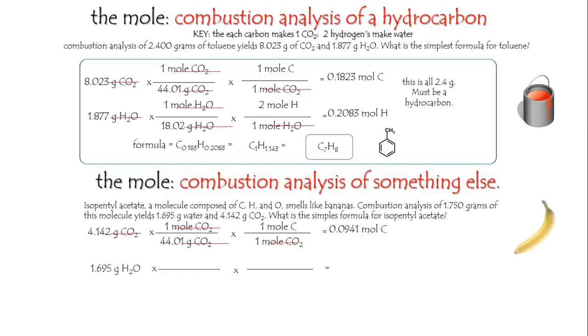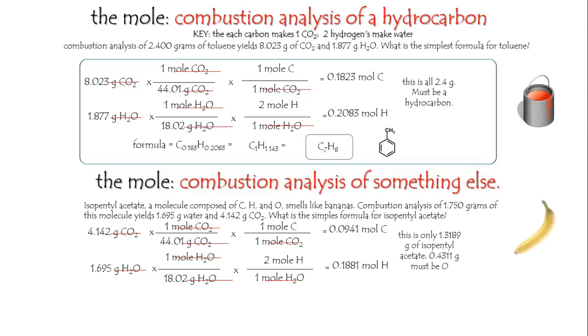Do the same thing for water. In this case, 18 grams of water is a mole, but each mole of water originated from 2 moles of hydrogen in your original sample, since it contains 2 in water. And we have hydrogen 0.1881, which is double the carbon, which is pretty simple. It would be nice at this point to figure out how much oxygen remains.